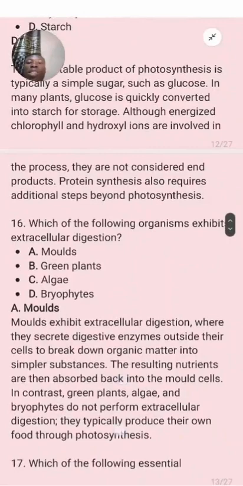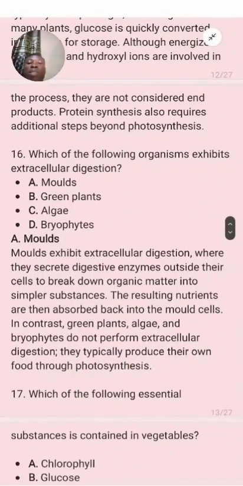Then question 16. Which of the following organisms exhibits extracellular digestion? So that is mold. Typically you can see molds on your bread if it has been sitting on the dining table for quite a long time. They will exhibit extracellular digestion. The molds would secrete digestive enzymes outside the cells to break down organic matter into simpler substances.